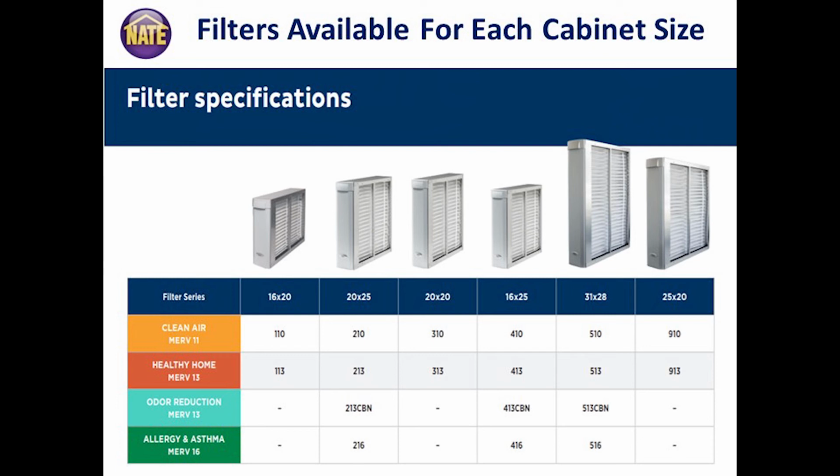Those come with MERV 11, but there's no reason why down the line you couldn't upsell the consumer to a MERV 13 to get better particulate removal, or even a MERV 13 with carbon to trap odor and VOCs. Those are chemicals, volatile organic compounds in the air. Or even, if the HVAC system is designed to be able to handle it, a MERV 16 filter.